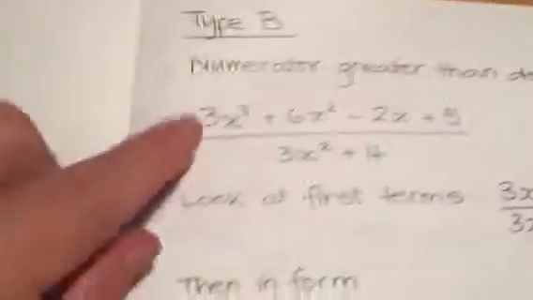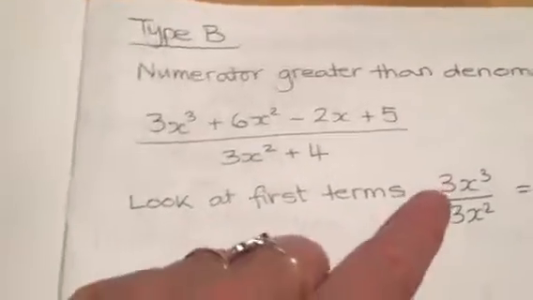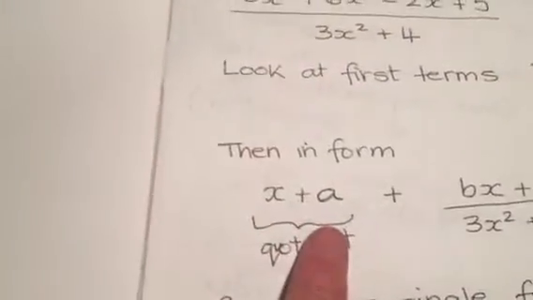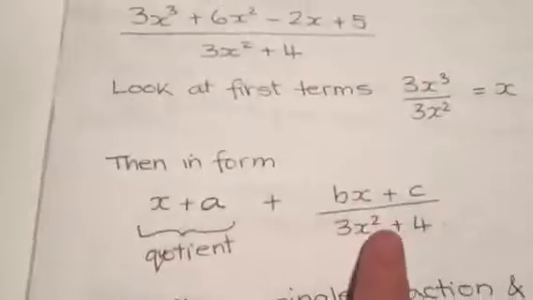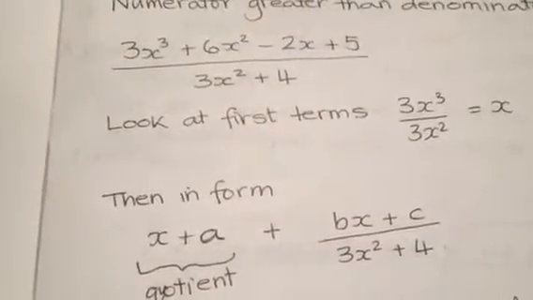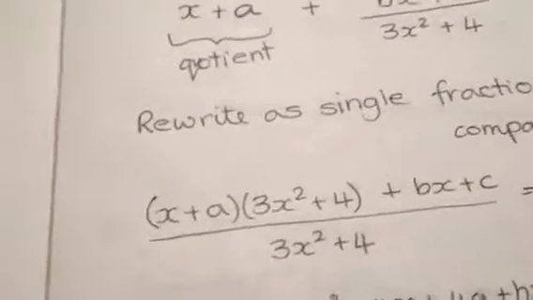Same method really if your numerator is greater than the denominator, but this time for the quotient, you look at this to get your x term, and then your quotient is of the form x plus a, and again you've got your bx plus c over your quadratic divisor. Same thing, rewrite as a single fraction, compare coefficients.